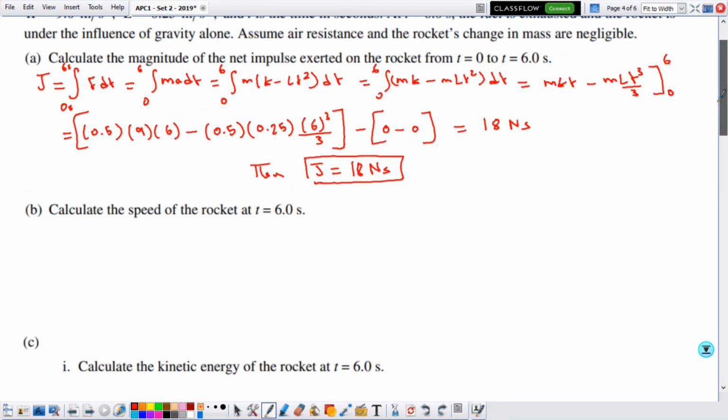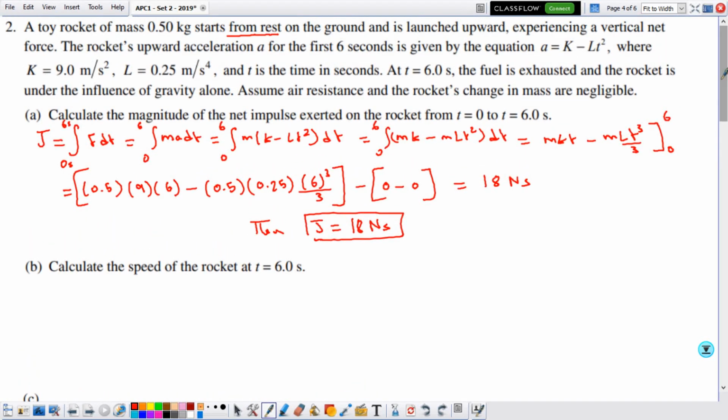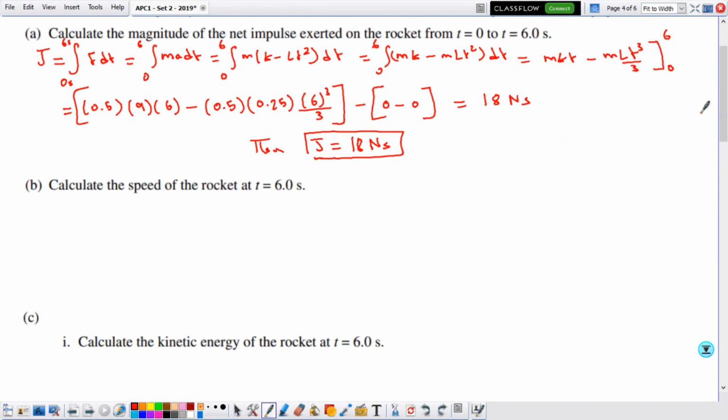Now in part B, we need to calculate the speed of the rocket at a specific instant, given by 6 seconds. At first glance, you cannot use any of the kinematics equations related to uniform motion, simply because for this phase the acceleration is not constant and it's governed by the following equation of motion. For this reason, we need to approach the problem in a different way using calculus, and we know that the speed or the velocity is related to the acceleration via an integral.